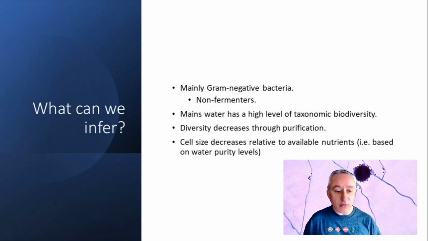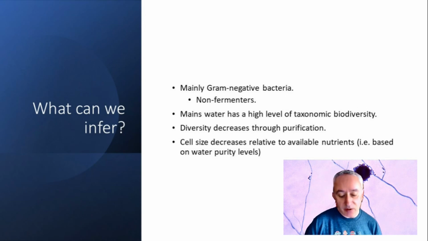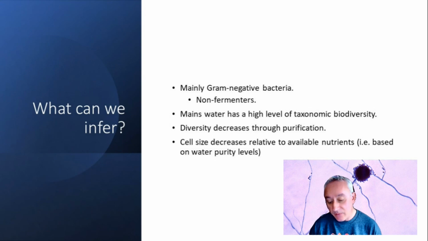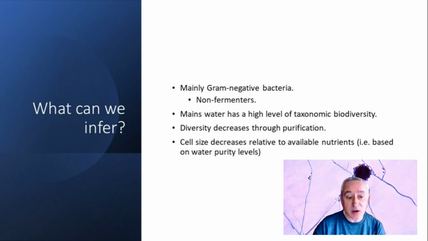So what can we infer from this last review? The inferences are that the water system will contain mainly gram-negative bacteria. There will be a relatively high level within the non-fermenter group in terms of taxonomic biodiversity, and we will expect to find very few gram-positive bacteria, and where we do, it's going to be those that are particularly hardy, like Bacillus species. The size of the microorganisms that we recover will also vary according to the supply of nutrients, as well as other aspects of the microenvironment like pH, water flow, opportunities for attachment, and so on.